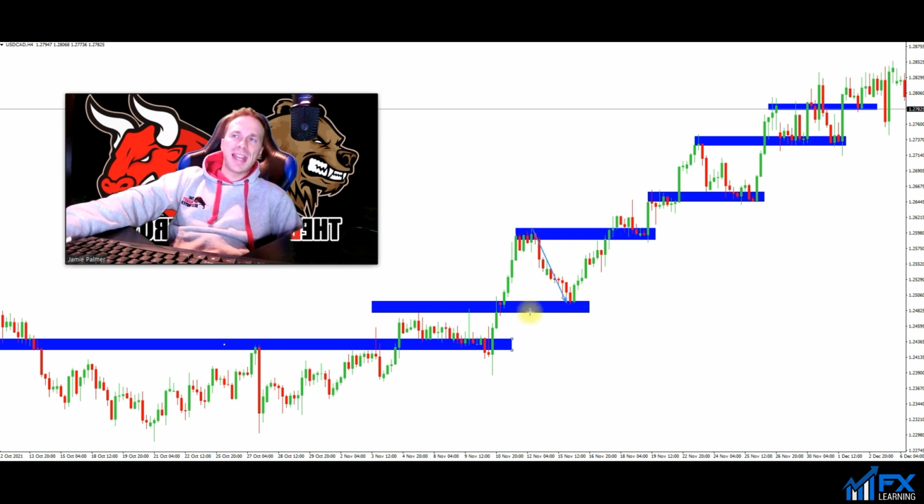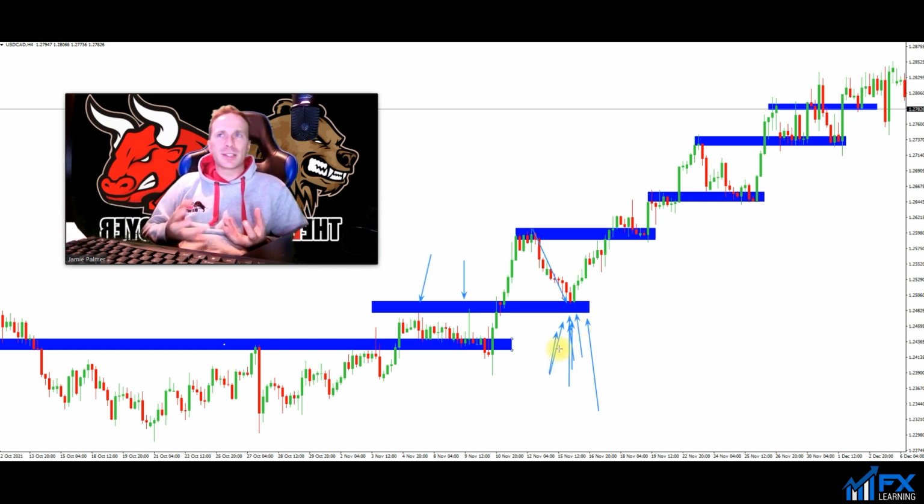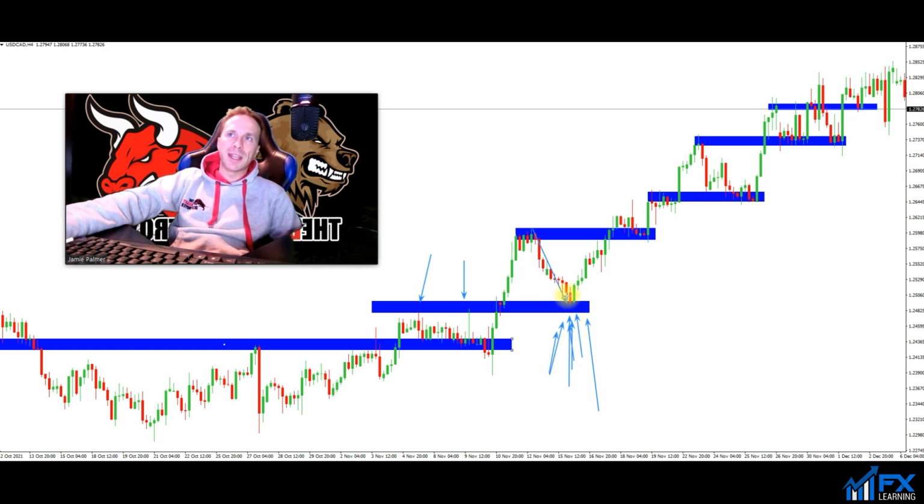And people look left at this point now and they can see this area of resistance now becomes support, and more buyers in the market start to buy. This is where the liquidity is. This is where more buyers come into force.